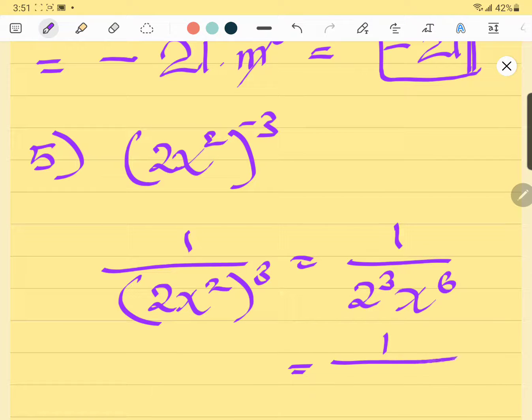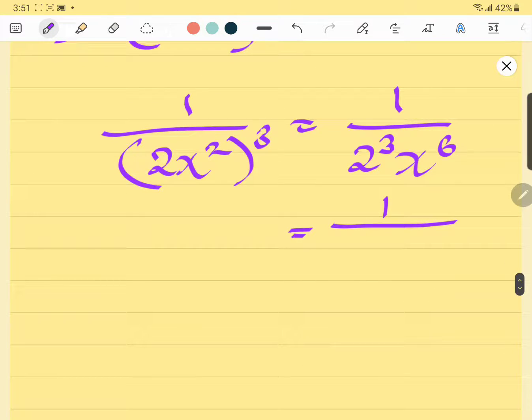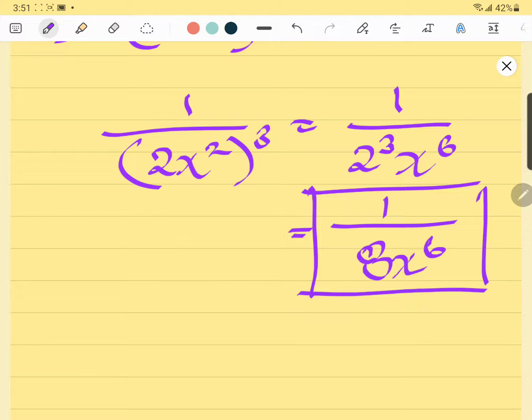Lastly, what is 2 to the third? That is 2 times 2 times 2, which is 8, times x to the 6th power. And we leave it like this because we want the exponent to be positive. So now we can box it, and that is the final result.